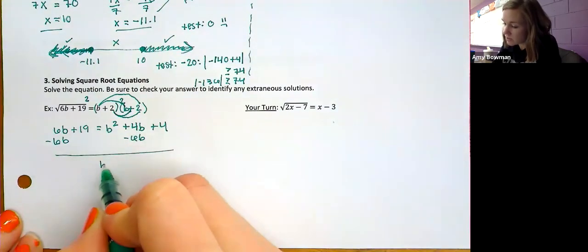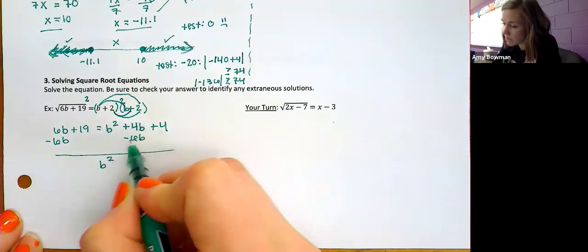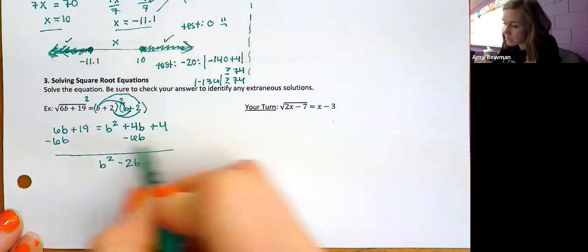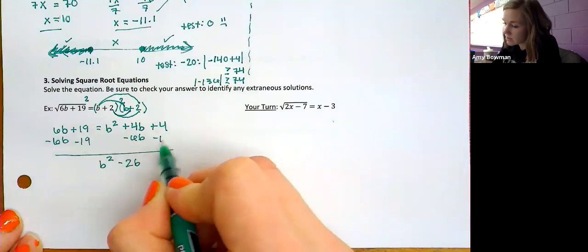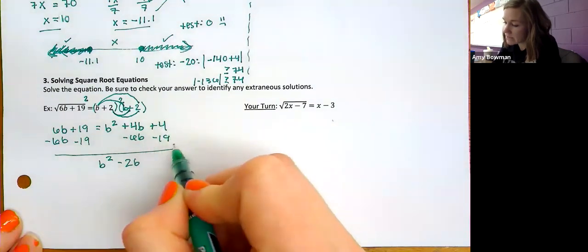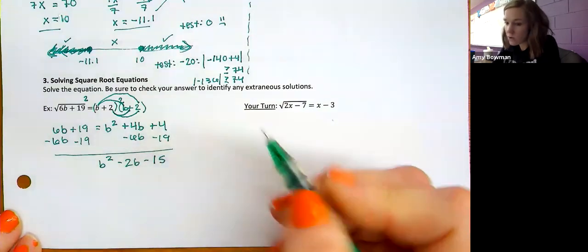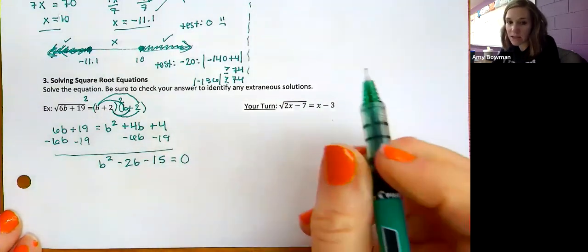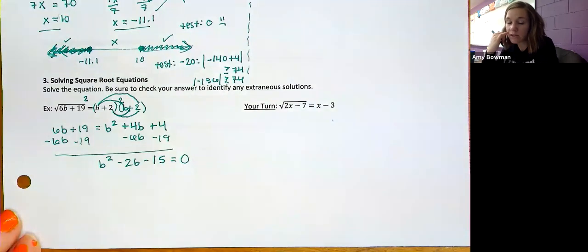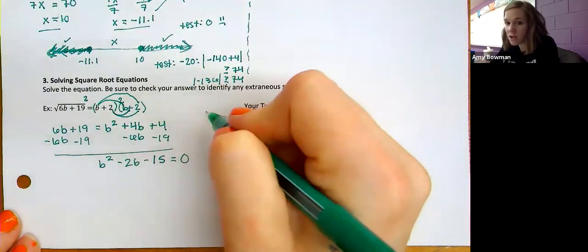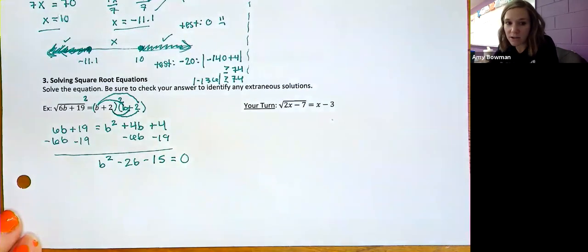So that's going to be b squared. 4b minus 6b is negative 2b. And then subtract 19. So 4 minus 19 is negative 15. Now I have a quadratic that equals 0, and I can do one of two things. I could factor, or I could use the quadratic formula. When it's possible to factor, I like to factor.